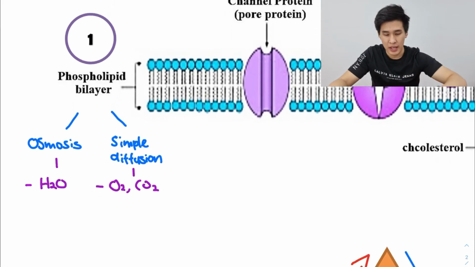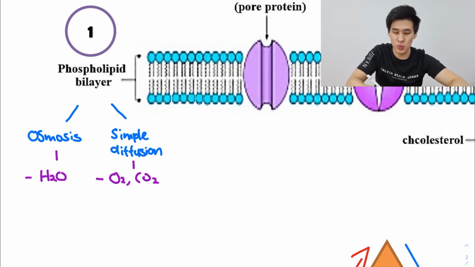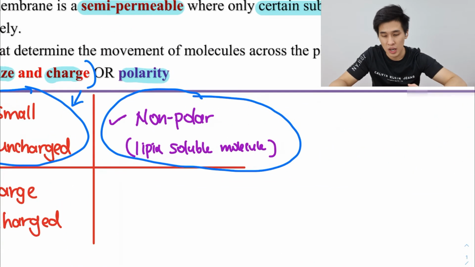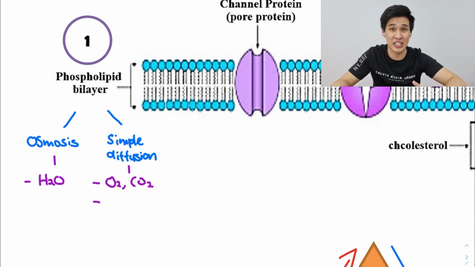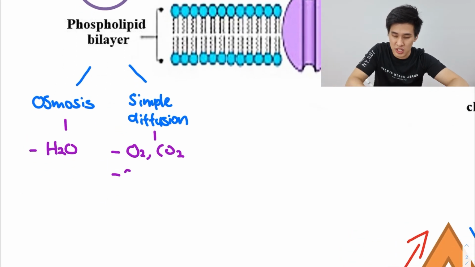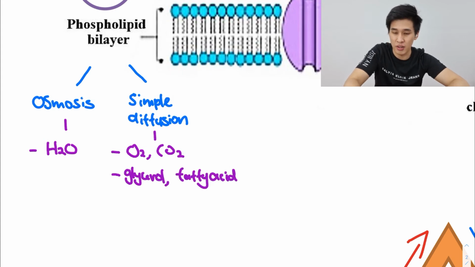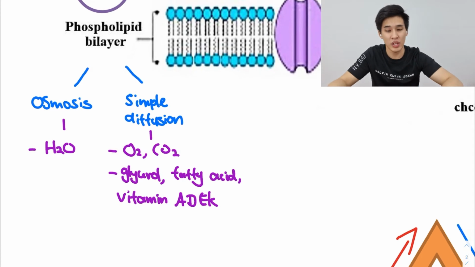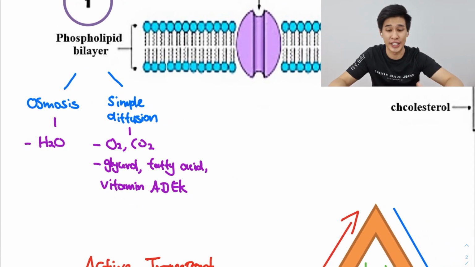On top of that, there's one more type of molecule that uses simple diffusion, which is our lipid soluble molecules, the ones that fall in this weird category. But we can't write lipid molecules in the exam if they ask for examples of substances. You have to use these: there are three types of lipid molecule substances, glycerol, fatty acid, and the fat soluble vitamins, which you remember as A-D-E-K. And that will be our phospholipid bilayer.